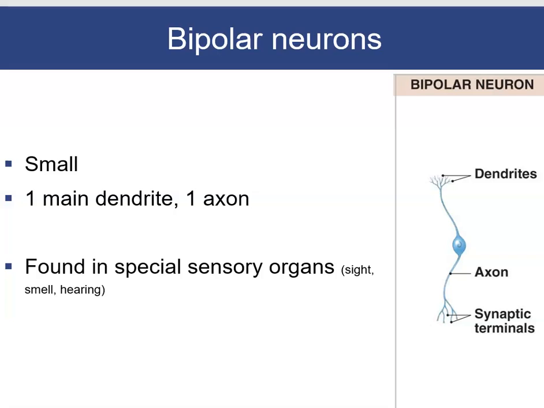Bipolar neurons are also relatively small. They will have one dendrite and one axon. They are found in our special sensory organs such as sight, smell, and hearing. So the axon is usually in the center with a dendrite on one side bringing information in and the axon on the other side of the cell body sending information out.